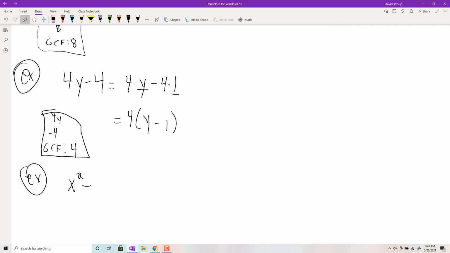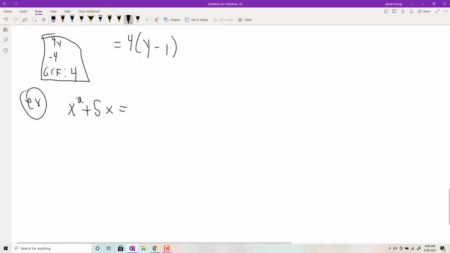Let's try this. x squared plus 5x. Okay, so what's the GCF this time? Looks like it's just x, right? So x squared is just x times x. 5x is just 5 times x. The common parts are the x's, so the GCF is x.